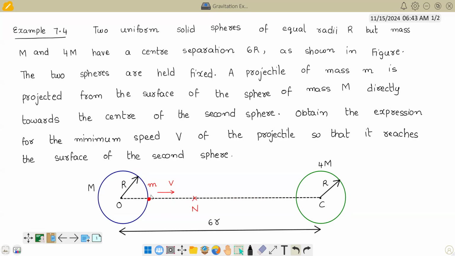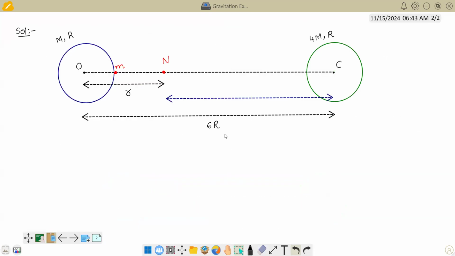One thing interesting about this question is, why can't we project it from somewhere else? Why should we directly project it from here? Because the words are given, we have to obtain the minimum speed required. Since minimum speed is required, the distance from the surface of this planet to the surface of this sphere must be minimum. So we are projecting it from here. And let us study this problem in detail.